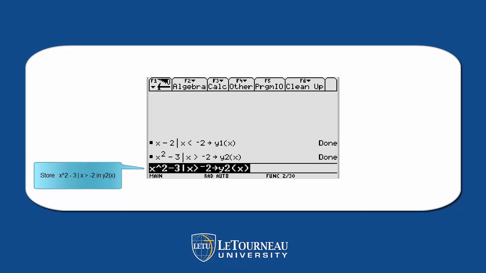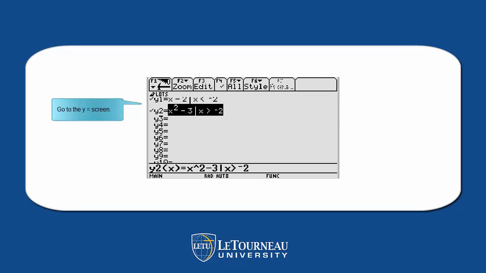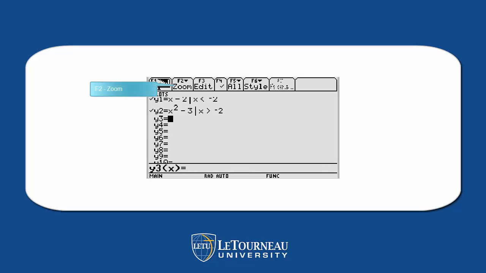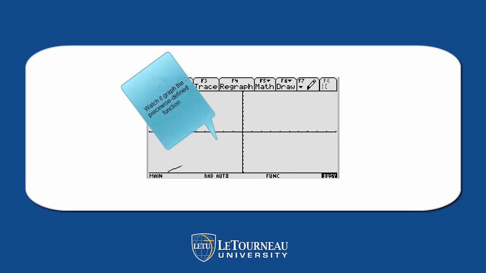All right, as soon as the calculator says done, let's go to the y equals screen, and there are our two functions. This is good. They got in the way we wanted. Then the next thing we're going to do is to tell it to zoom, and then 6, zoom standard.